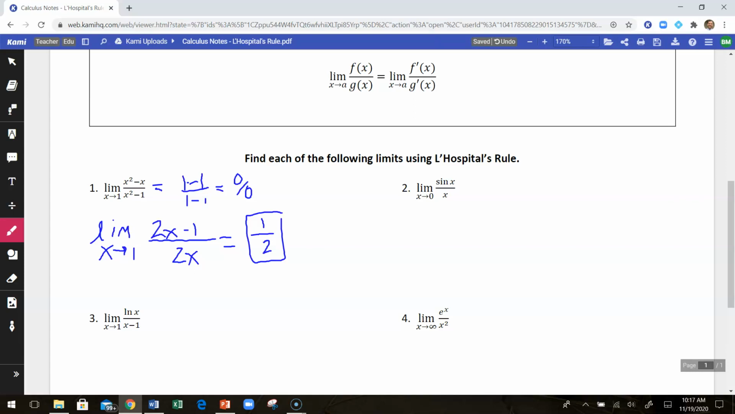For number 2, if I were to plug in 0, the sine of 0 over 0 is 0 over 0. I can use L'Hopital's rule. So the limit as x approaches 0 of the derivative of sine, which is cosine, and the derivative of x is 1. So we get the cosine of 0 divided by 1, which is 1 over 1. So the answer to our limit is 1.